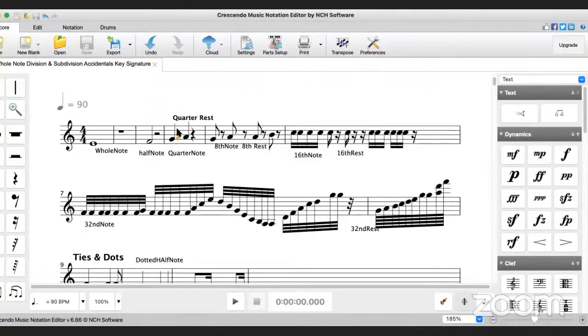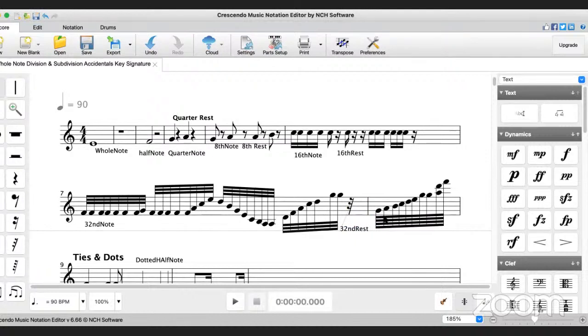The quarter rest is that squiggly one, as you can see, or wherever you see that. Quarter note, quarter rest, quarter note, quarter rest, eighth note, eighth rest. So the eighth note has those flags or crochets. Eighth note, eighth rest, eighth note, eighth rest, 16th note, 16th rest. 32nd note, 32nd rest. This is the 64th note.